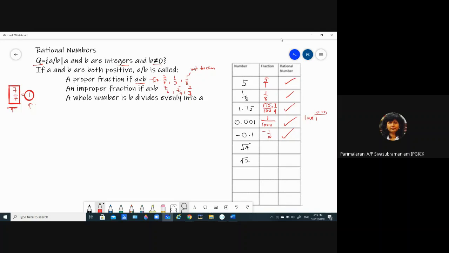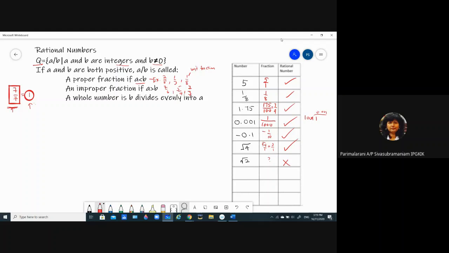How about the cube root of 4? Can you write this as a fraction? The square root of 4 is 2. It's also equal to 2 over 1. Yes, so this is a rational number. How about square root of 2? Impossible. You cannot write this as a fraction. So this is not a rational number.